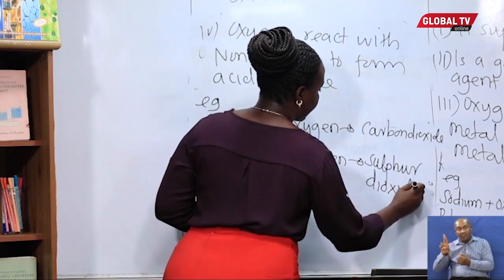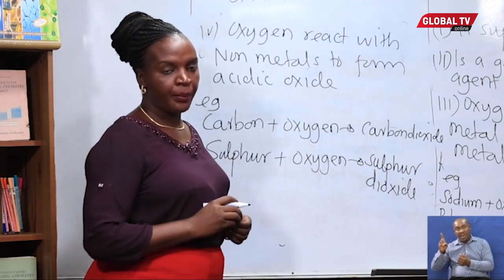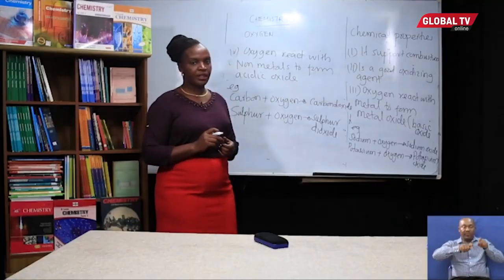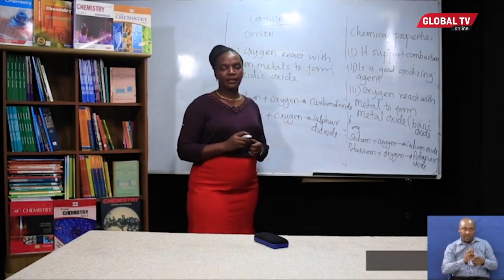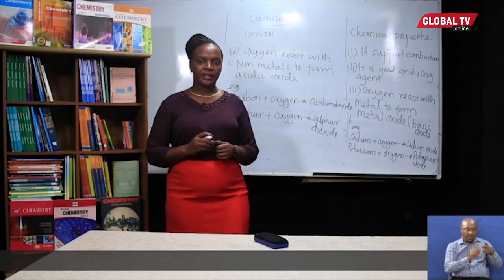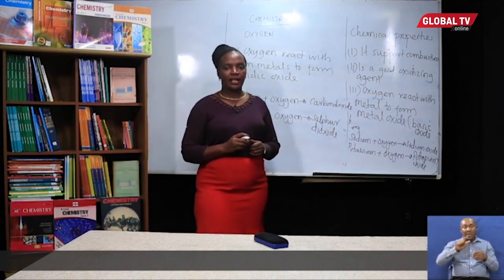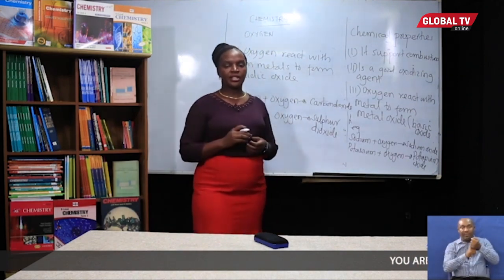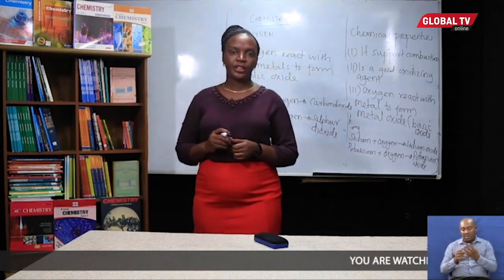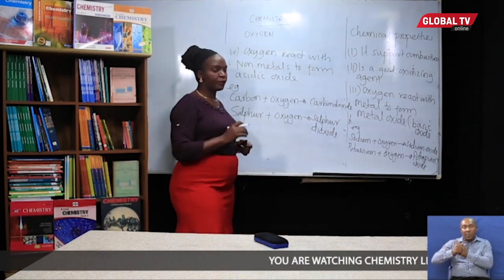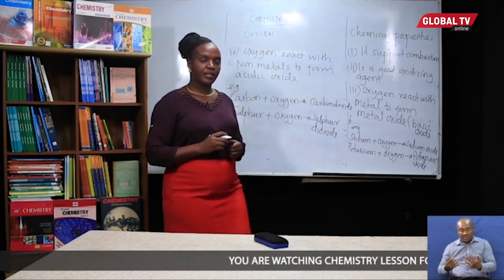So these are the chemical tests of oxygen. Number 1, it reacts with the metal to form metallic oxide. Number 2, it reacts with non-metal to form non-metallic oxide. Number 3, it supports combustion. And number 4, it is a very good oxidizing agent. So these are the chemical and the physical properties of oxygen.